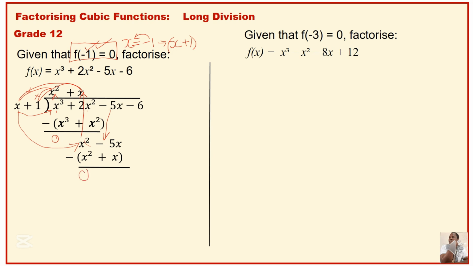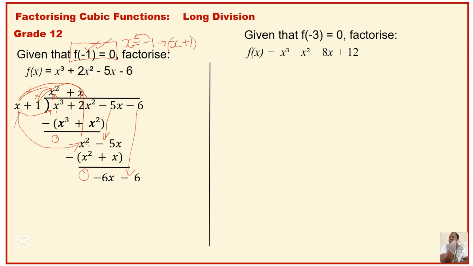Then I must be careful with negative numbers. This is minus 5x minus x, so this will not be 0. Minus 5 minus 1 gives me minus 6, so that will be minus 6x. Then this negative 6 here comes down to give me 2 terms. Then I start the division all over again.